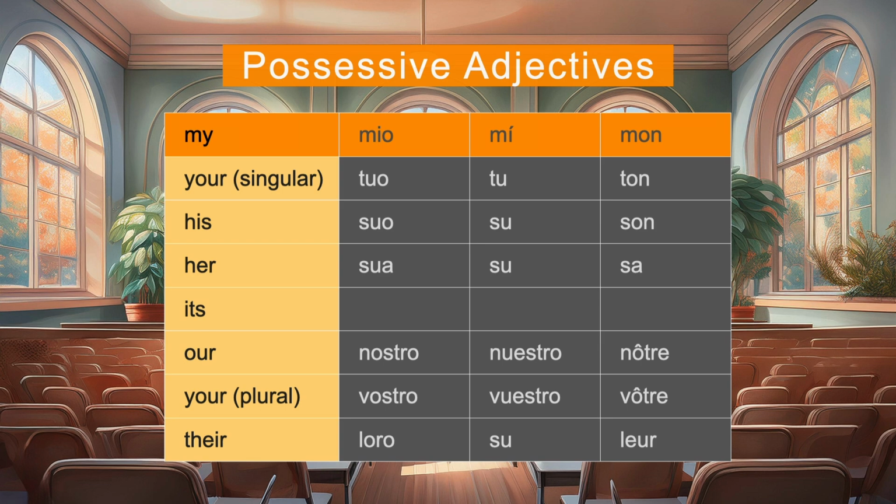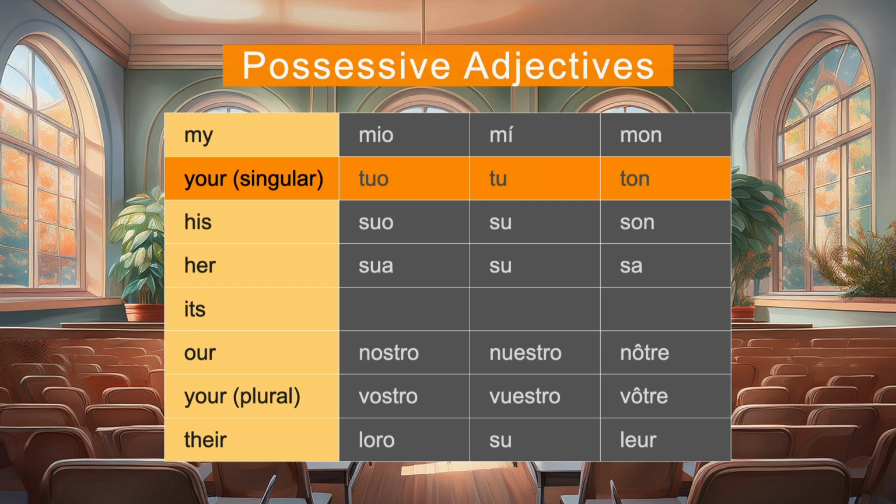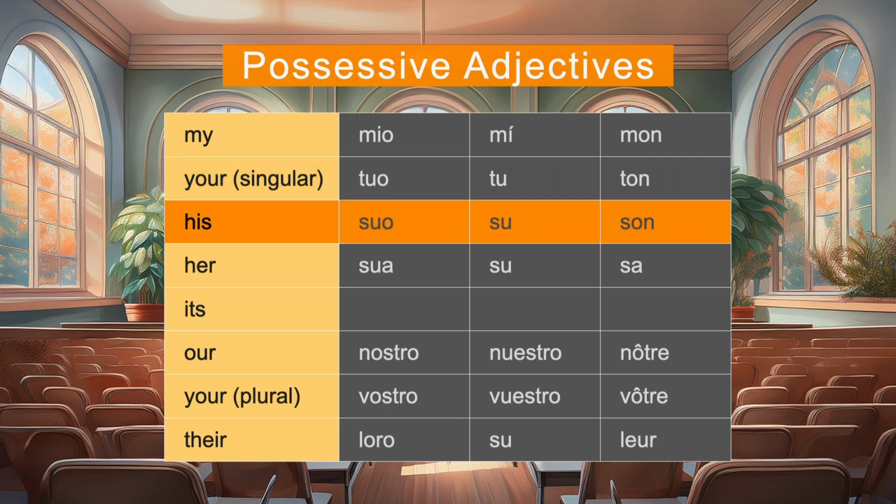The English possessive adjectives are, if you're talking about yourself, my, my, my. If you're talking to someone, your, your, your. If you're talking to or about a man or boy, his, his, his.